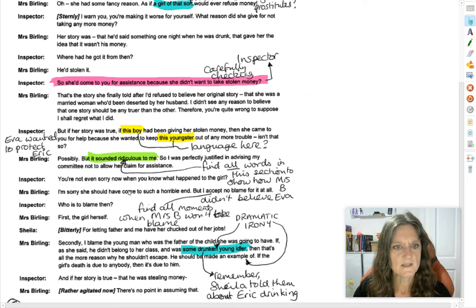The inspector says, if her story was true, if this boy had been given stolen money, then she came to you for help because she wanted to keep this youngster out of any more trouble. Isn't that so? So basically what this means to us, because we know what's going to happen, is that Eva wanted to protect Eric. And look at the language that the inspector uses to describe the young man. A boy, this youngster. And again, remember what I said about him, okay?